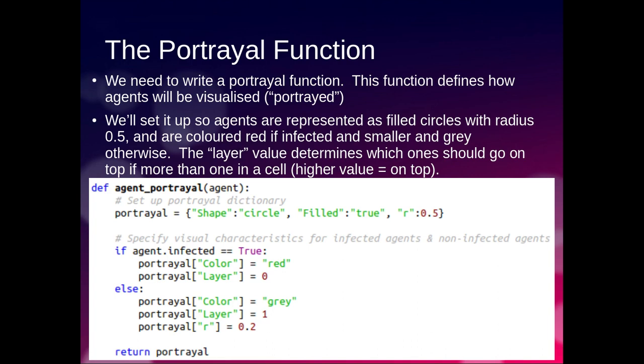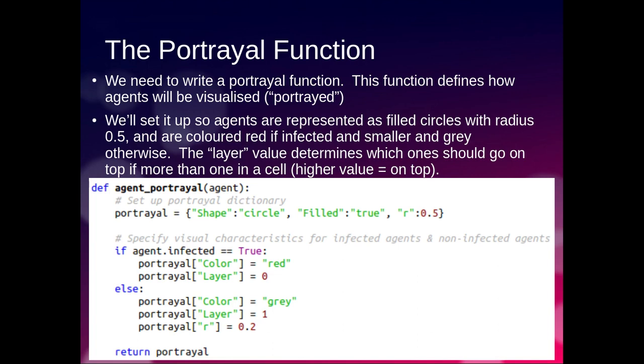So first thing we need to do in the server file is to write something called a portrayal function. And a portrayal function basically just defines how each of the agents are going to be visualized in our model on our server. So we're going to set up our visualization so that it's visualized on a grid, and our agents are represented as little filled circles with a radius of 0.5, and they get coloured red if they're infected, and if they're not infected, then we represent them as smaller circles with a radius of 0.2, and they're coloured grey. So we'll have big red circles for those who are infected and little grey circles for those who aren't infected.